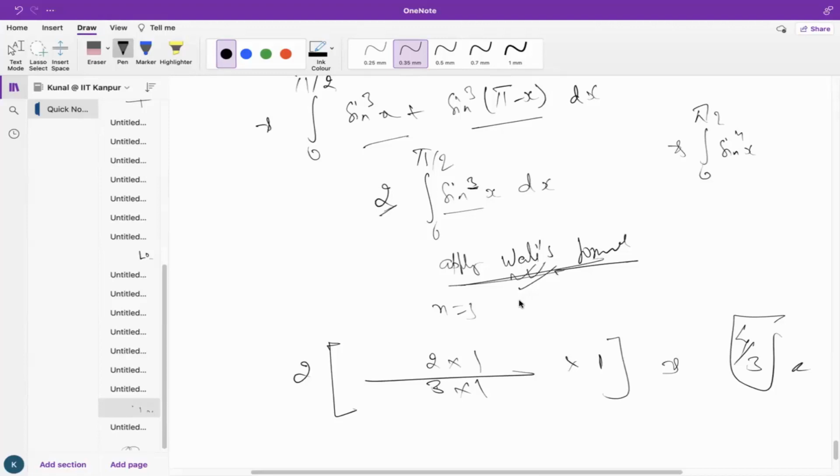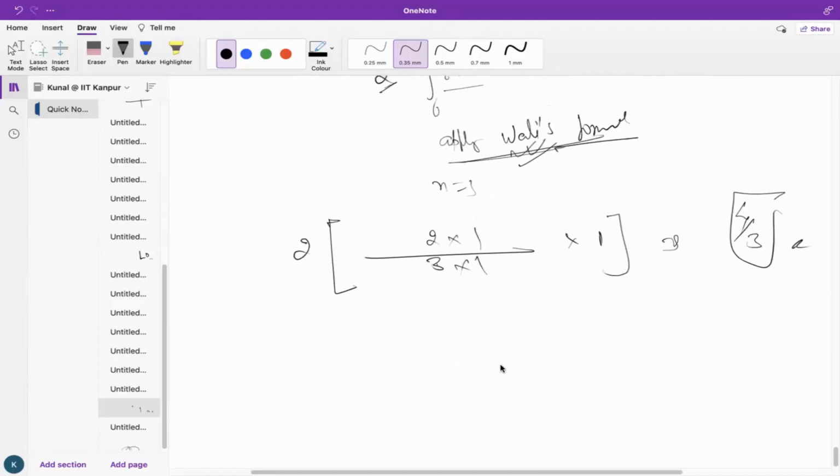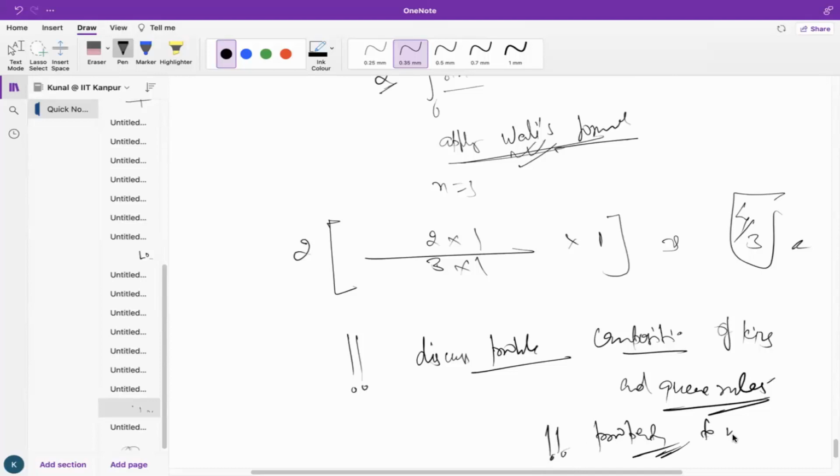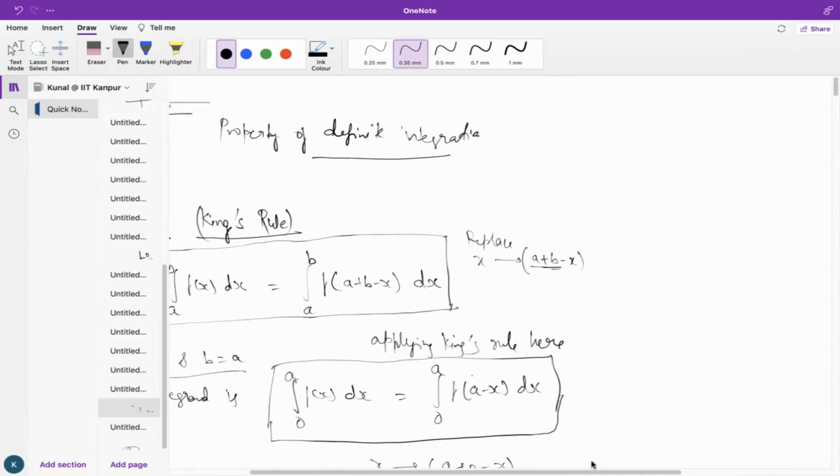So let's move on to the, oh, I think it's time over. Okay, so in the next class we will discuss some problems based on a composition of King's and Queen's rules, in which in one step we apply the King's rule and in the next step the Queen's rule. And we will discuss some more properties to make our definite integration as easy as possible. It is actually easy. Nothing to worry about much.